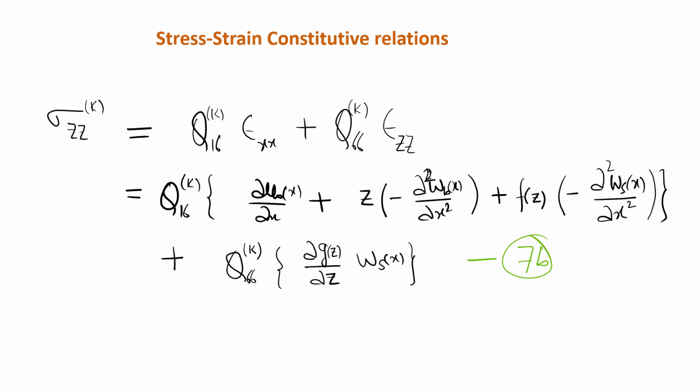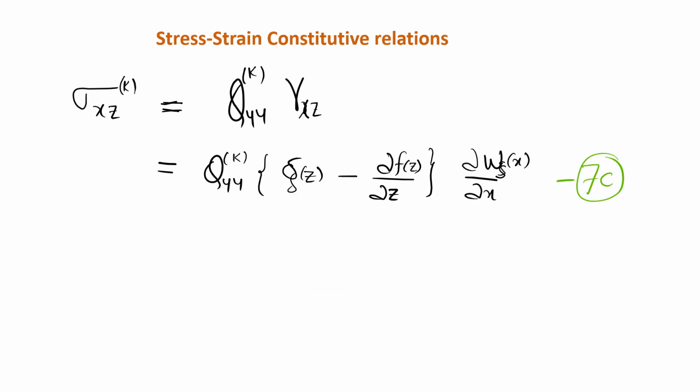Now sigma zz we can also write in the same way: Q16 epsilon xx plus Q66 epsilon zz, where we keep back epsilon xx and then the value of epsilon zz. Then for sigma xz, we see Q44 of k into gamma xz, so we just put the value. So we get these three relations for the stresses.